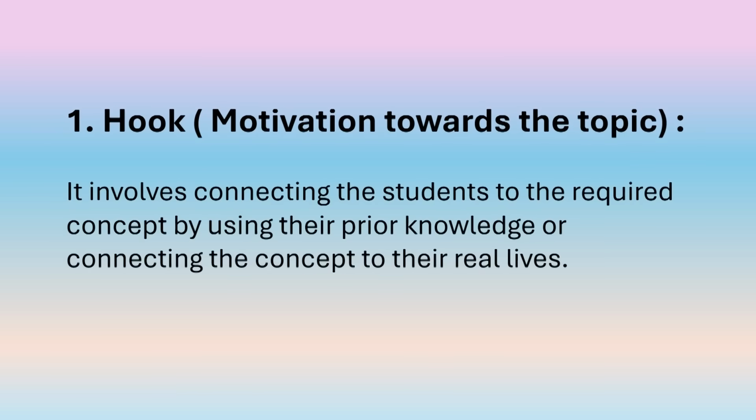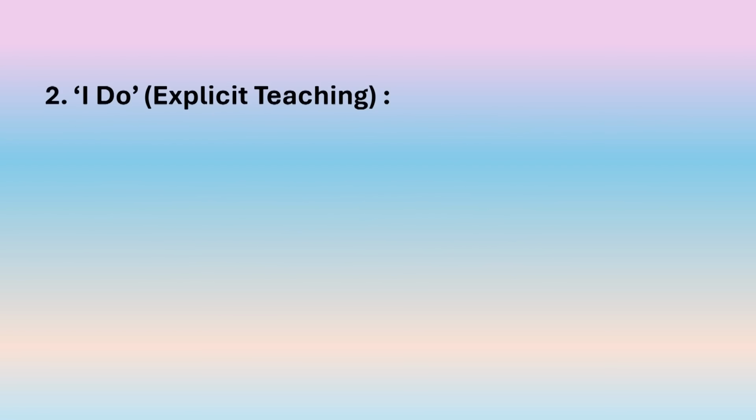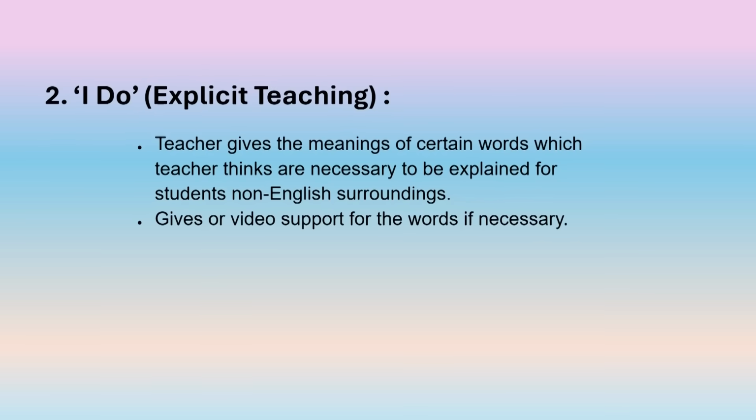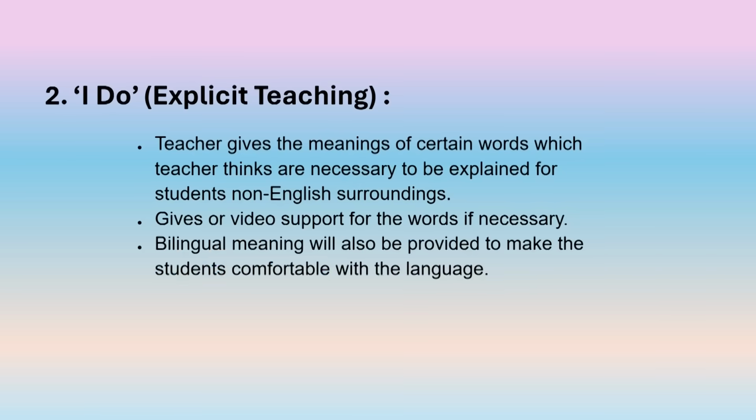The hook involves connecting the students to the required concept by using their prior knowledge or connecting the concept to their real lives. And then the second one is I do. Here, the teacher teaches the lesson explicitly. Teacher gives the meanings to certain words which teacher thinks are necessary to be explained for students in non-English surroundings. The teacher gives a video support or picture support for the words if necessary. And also he gives bilingual meanings to make the students comfortable with the language.